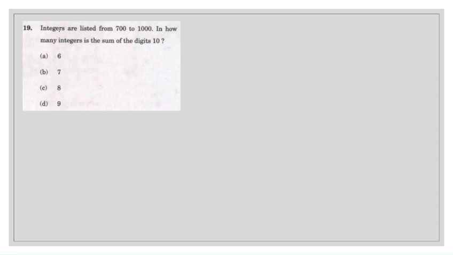Now the present question says integers are listed from 700 to 1000. In how many integers is the sum of the digits 10? So basically the question is saying, if we write numbers from 700 to 1000, how many such numbers or integers are there whose sum of digits will be equal to 10?